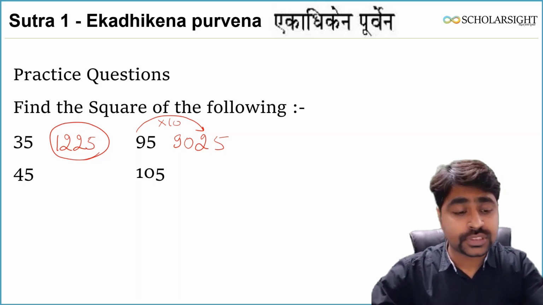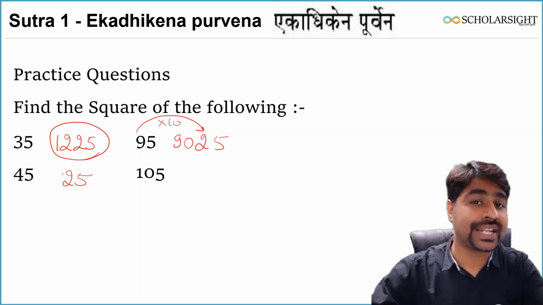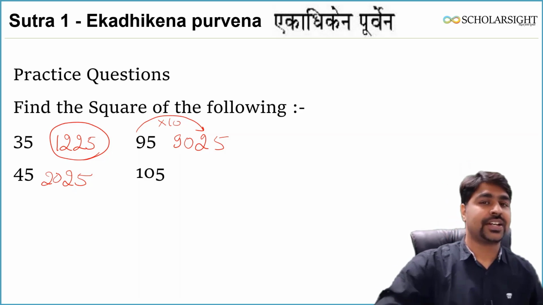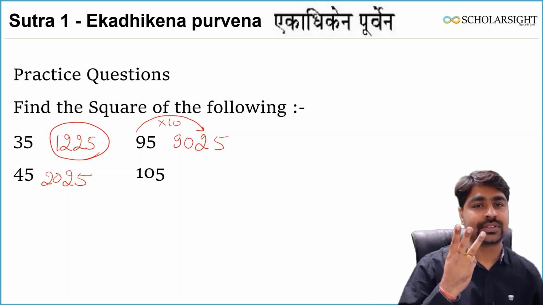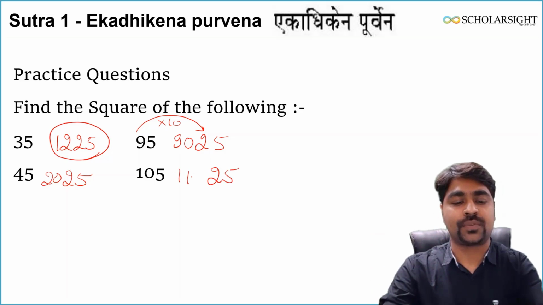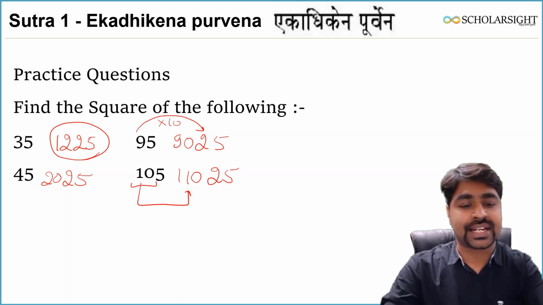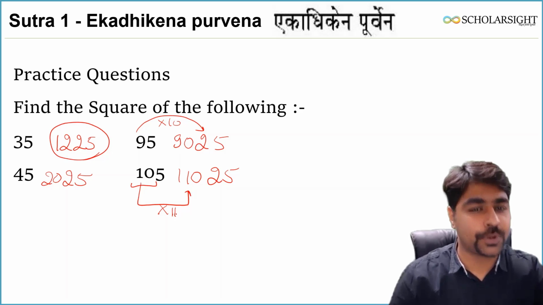Okay? It is going to be 25, and 4 into the next number is 5. 2025. Right? Do for 105, sorry. Yes, it is 11025. 10 multiplied by the next number to 10, that is 11. So 11025. Isn't it beautiful?